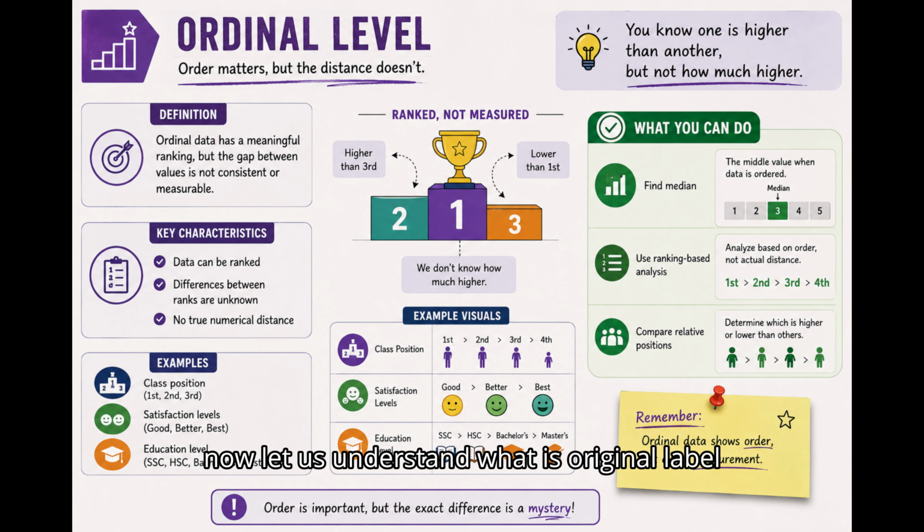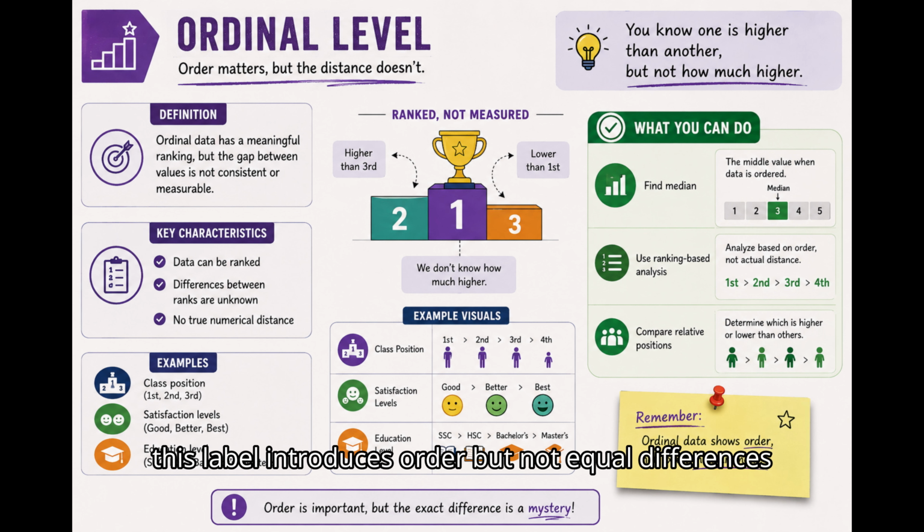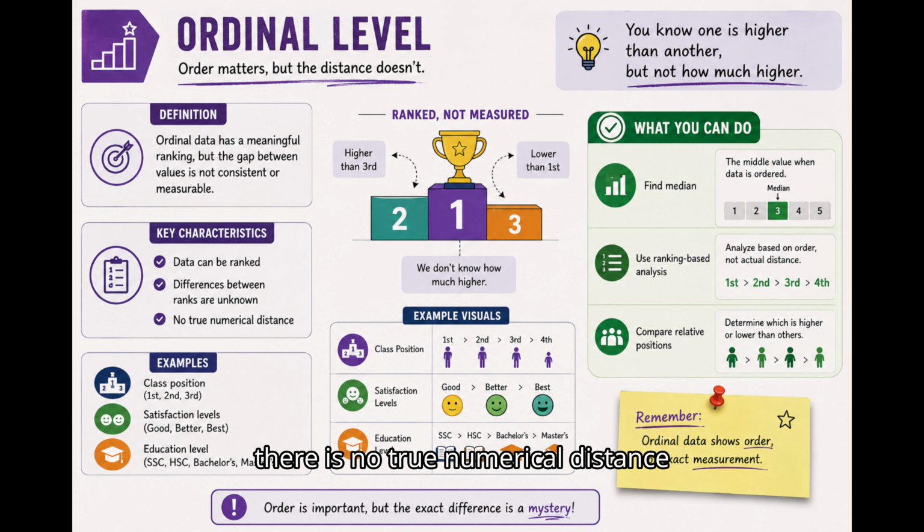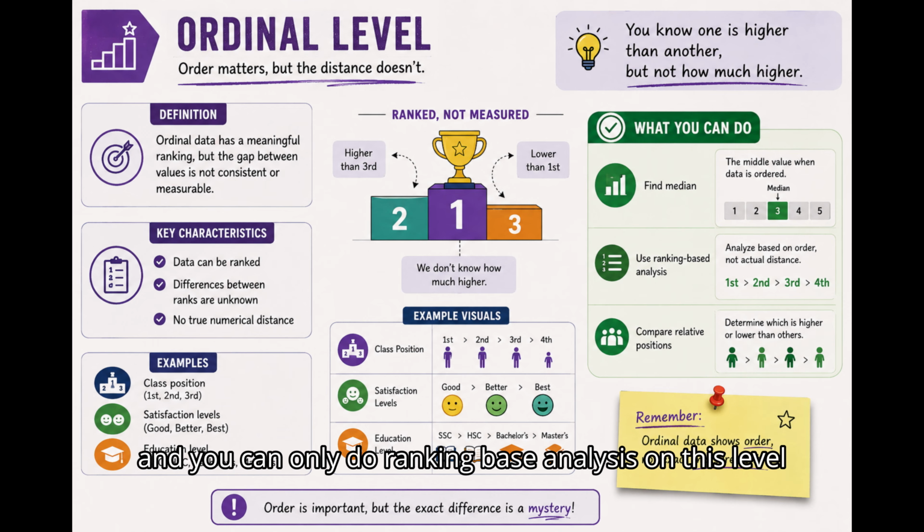Now, let us understand what is ordinal level. This level introduces order but not equal differences, meaning the data can be ranked, but differences between ranks are unknown. There is no true numerical distance. For example, class position. You can rank first, second, third, but the difference between their numbers may not be equal, and you can only do ranking based analysis on this level.